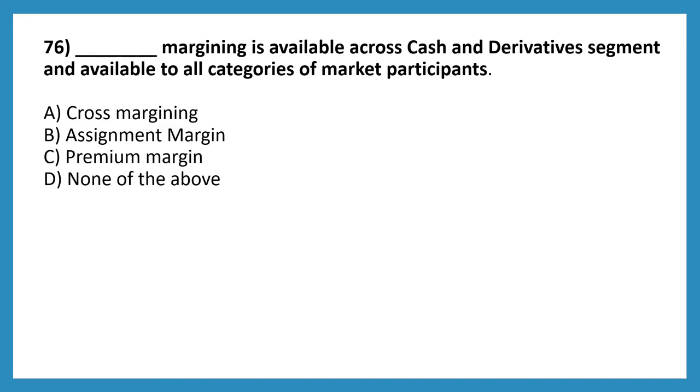Dash margining is available across cash and derivative segment and available to all categories of market participants. Option A, cross margining. Option B, assignment margin. Option C, premium margin. Option D, none of the above. The correct answer is option A, cross margining.